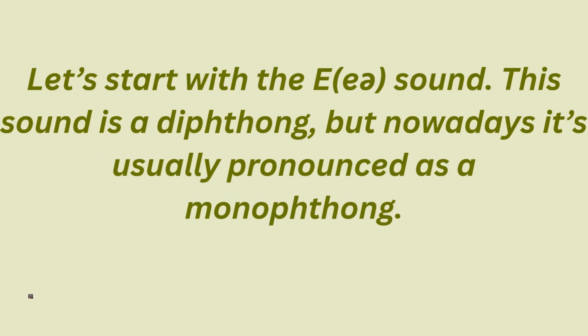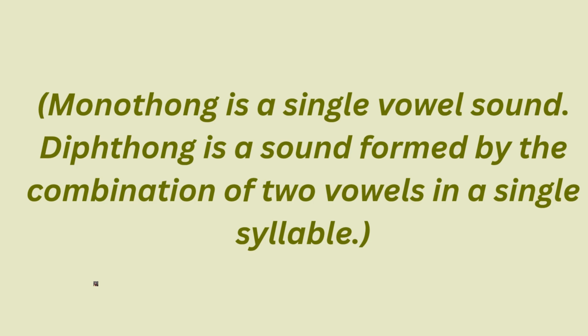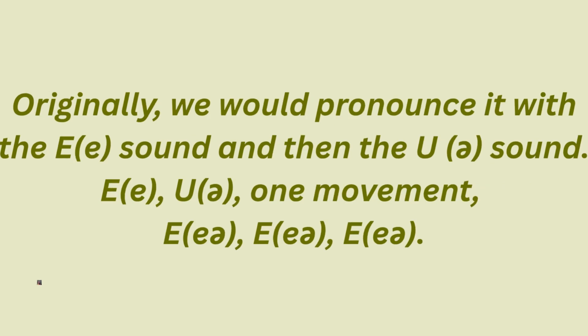Let's start with the air sound. This sound is a diphthong, but nowadays it's usually pronounced as a monophthong. Monophthong is a single vowel sound. Diphthong is formed by the combination of two vowel sounds in a single syllable. Originally, we would pronounce it with the eh sound and then the uh sound. One movement.